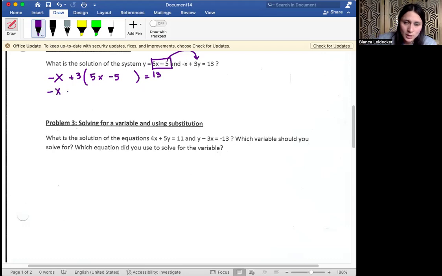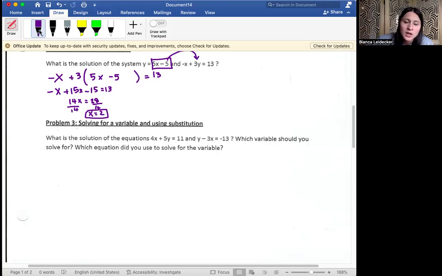Now I can solve this as an algebraic equation solving for x. So I'm going to work out my distributive property first. 3 times 5x is positive 15x. 3 times negative 5 is negative 15. Negative x plus 15x is 14x. If I add 15 on both sides, that will be 28. Divide by 14, x equals 2. Okay, so I've solved for x.